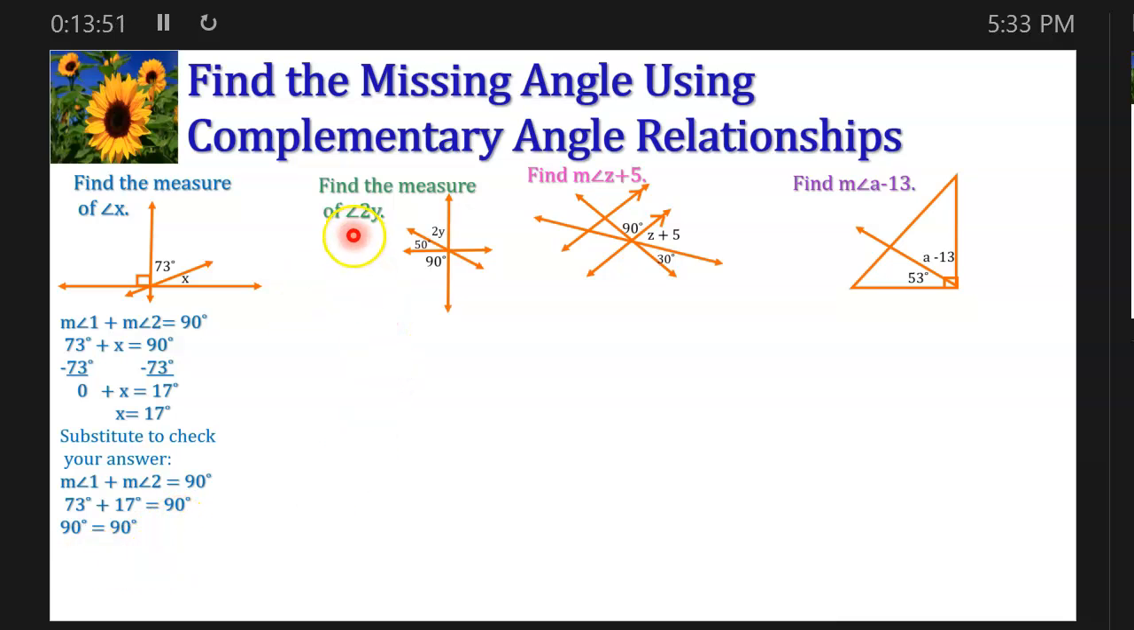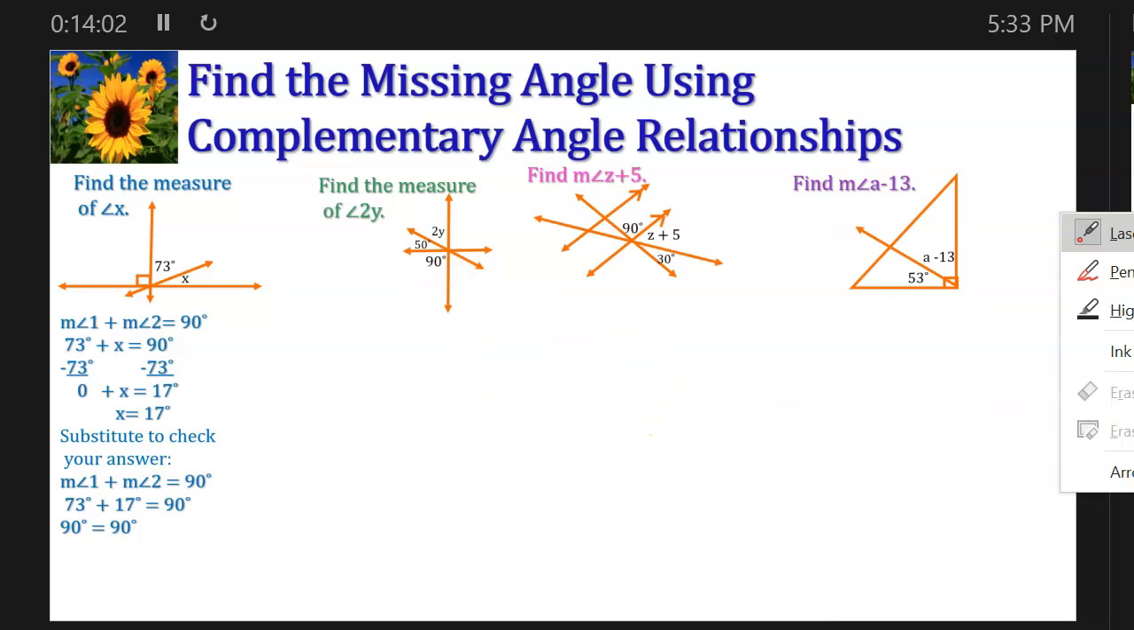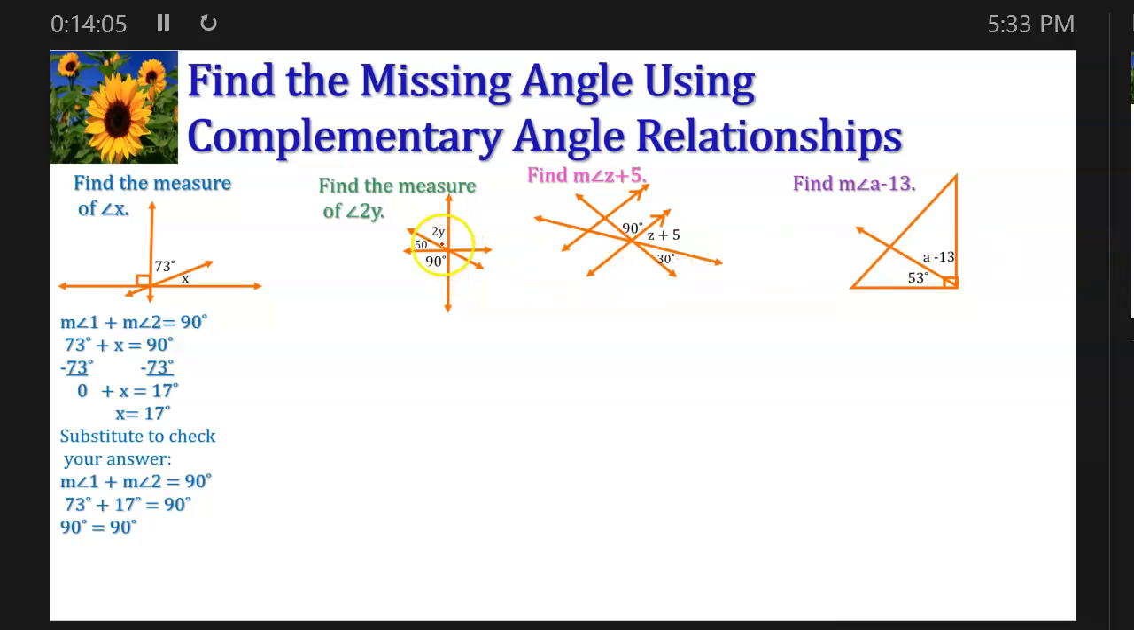Now we're trying to find the measure of 2y. So that's this little angle here. Since it's being separated by this line, let me use my pen so you can see what I'm doing. We know that this one has to be a right angle because it's 90, which means this one also has to be a right angle. Which means the 50 and the 2y added together have to equal 90, because 90 plus 90 makes this straight line here, which is 180 degrees. All straight lines have 180 degrees.